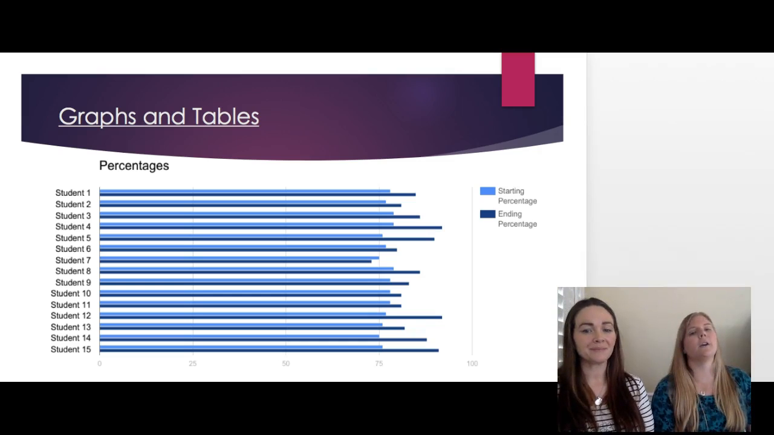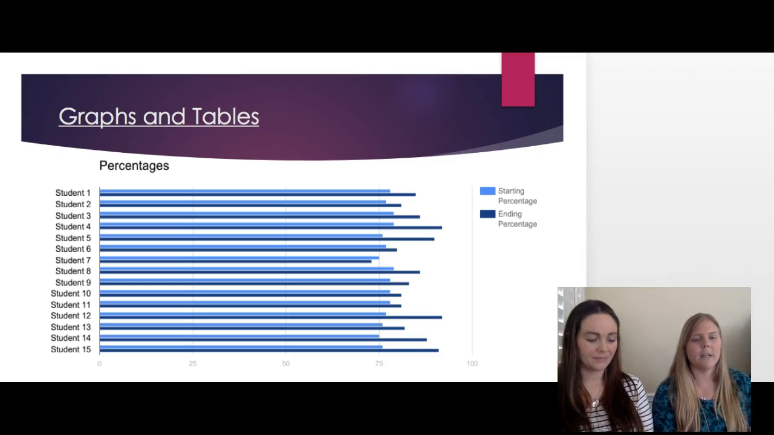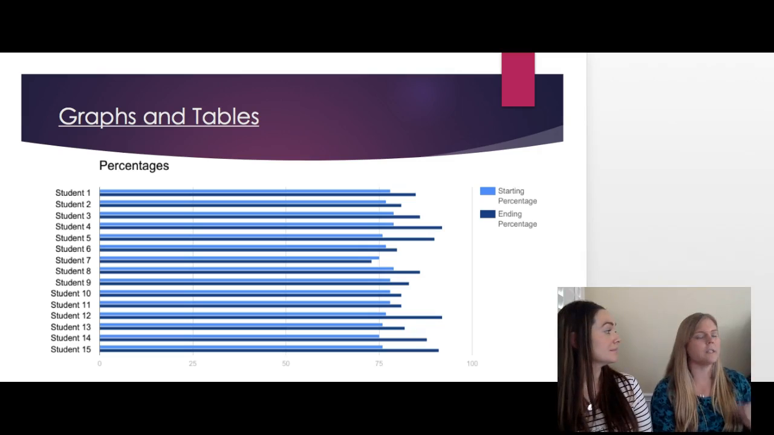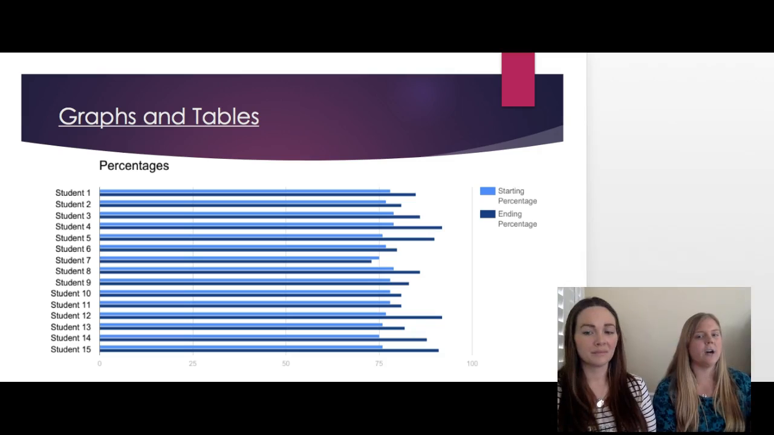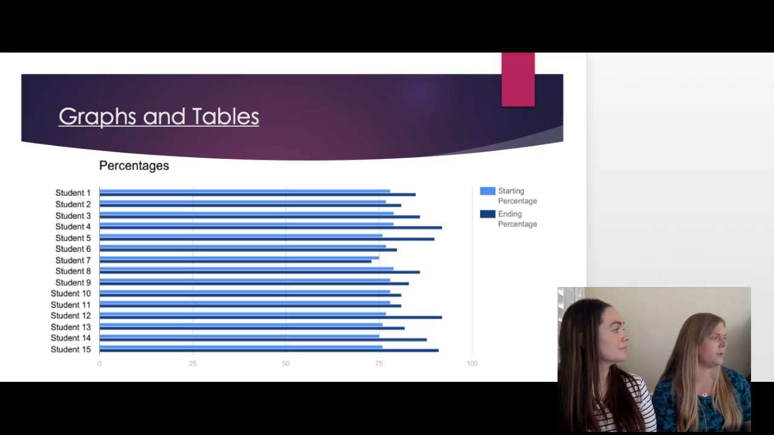Then this is a graph with percentages. Now, 100% is all the way on the right, and then 0%. So like I was saying before, the light blue is the starting percentages, and the dark blue is the ending percentages. So as you can see, almost every single student moved up with their percentages after tutoring was done. So students started between a 75 and a 79%. That's what we considered the on-the-cusp students. And every student besides 1 is above proficiency level now. They are in the 80 to 95% range.